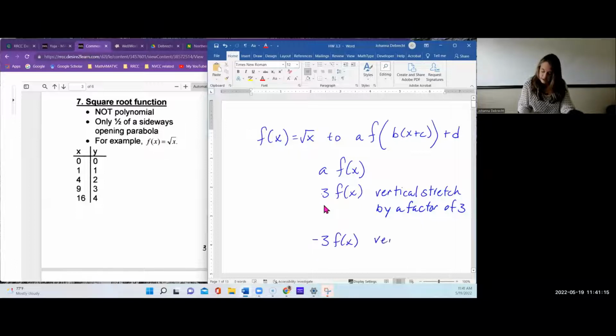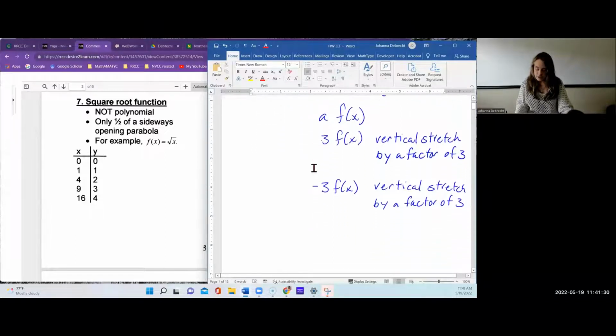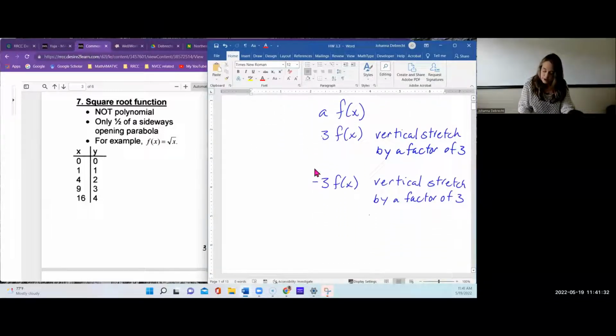We would still have the vertical stretch by a factor of 3. But we would also have what we call a reflection. Now, what's a reflection? This would be where we are taking the image and folding it on one of the axes and producing the mirror image on the opposite side of the axis. This is a reflection across the x-axis.